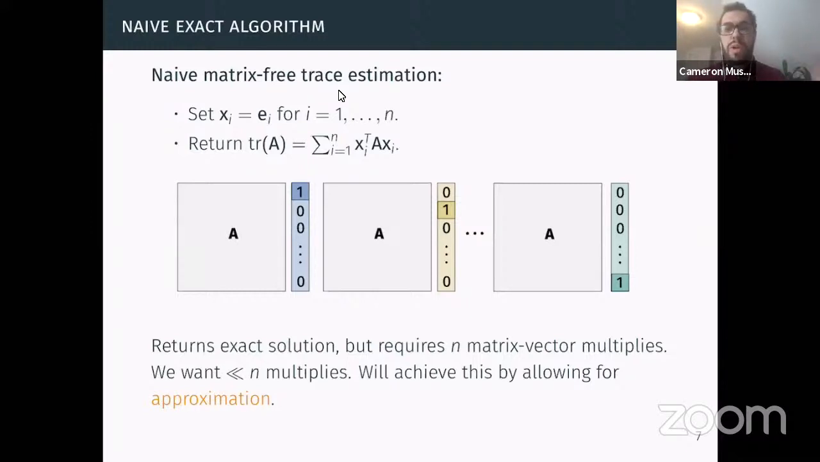But what we're aiming to do is to approximate the trace with many, many fewer matrix vector multiplications. And we're going to do this basically by using randomization and allowing ourselves some approximation factor.